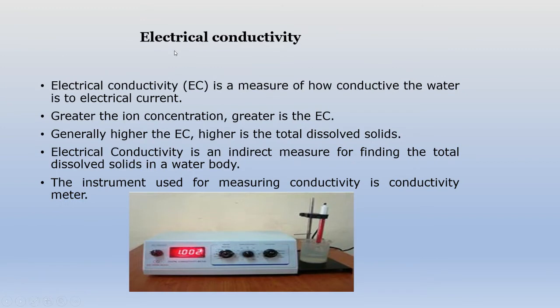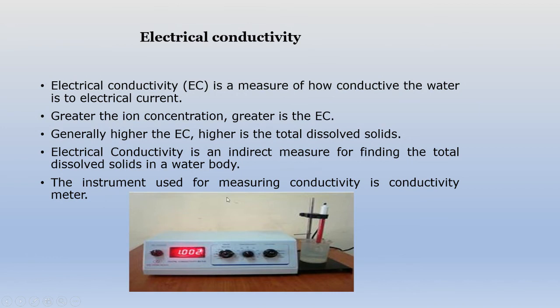Next I am going to discuss electrical conductivity. Electrical conductivity is a measure of how conductive the water is to electrical current. The greater the ion concentration in water, the greater the electrical conductivity. And if the electrical conductivity is higher, the total dissolved solids are higher. Electrical conductivity is an indirect measure for finding the total dissolved solids in a water body.